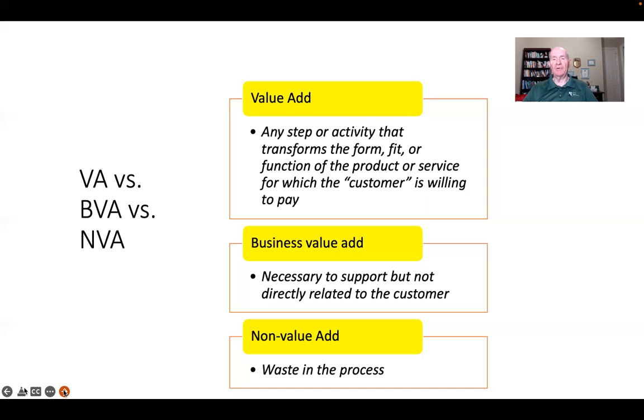The second value add piece is a business value add. And that business value add is something that the customer may not be necessarily willing to pay for, but that has an impact on and is necessary for us to conduct the business. And in a patient cycle time, what's a business value add? How about collecting the copay? Or how about getting appropriate and proper registration and insurance information? Customers are not paying for those, but if we didn't have those, we would not be able to complete the process and complete the visit and be able to stay in business. Then there's the third component. So you've got value add, business value add, and the third component is non-value add.